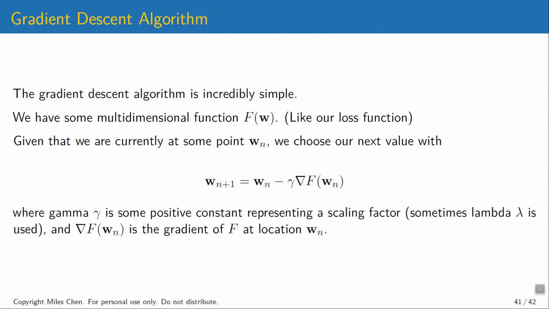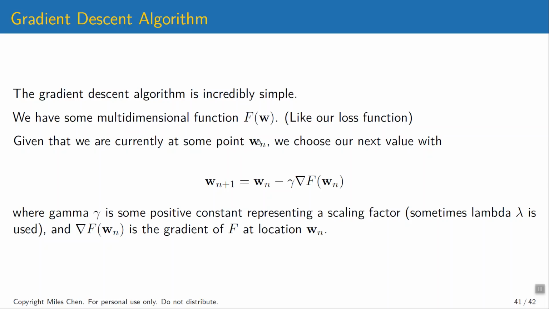And so the algorithm is incredibly simple. You've got some multidimensional function, f of w. In our case, this is going to be our loss function, and it's a function over the values that we want to try to optimize. We start at some arbitrary point w sub n.